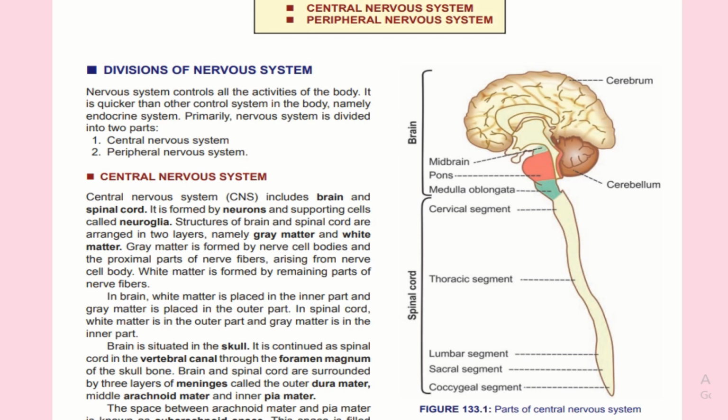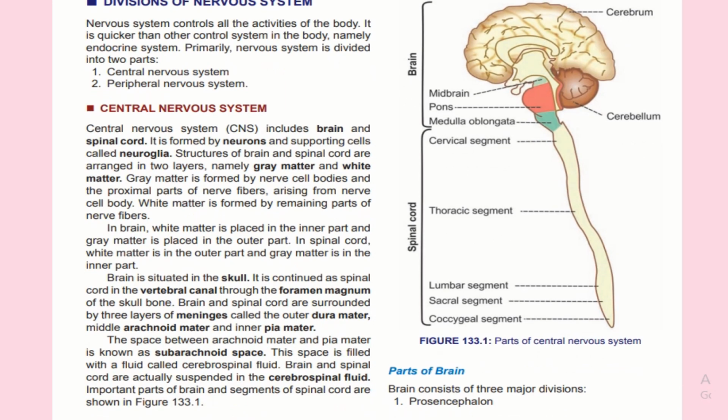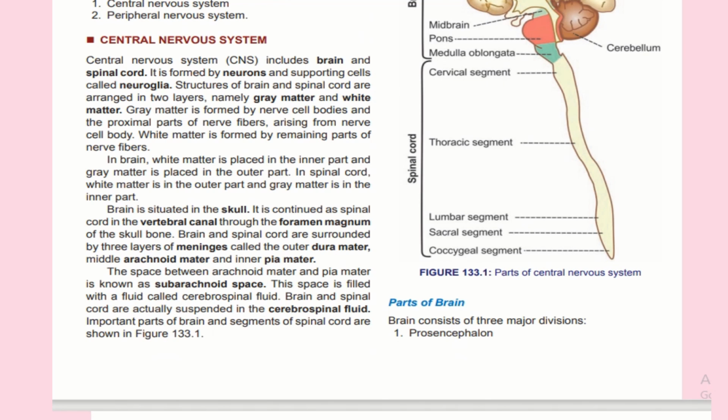So, the first part of nervous system is CNS or central nervous system, which includes your brain and spinal cord. They are formed by neurons and supporting cells, which are known as neuroglia. Structure of brain and spinal cord are arranged in two layers. There is a gray matter and a white matter.